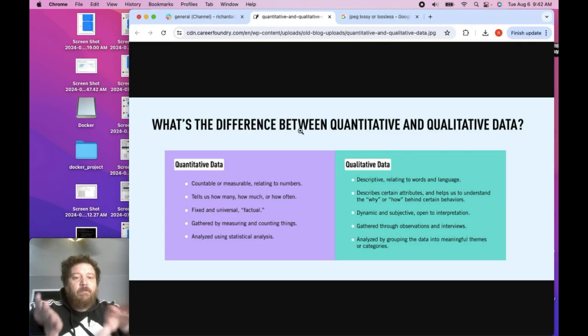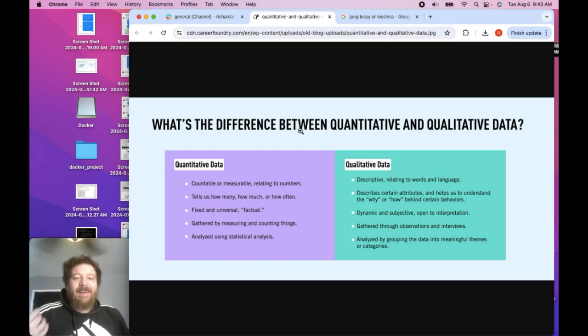So the general rule I'm giving you up front is that there are two categories of data when it comes to data analytics and data science: quantitative data and qualitative data. Generally speaking, it's more okay to have lossy data, so more synthetic qualitative data, and you don't want synthetic quantitative data. Again, these are general rules of thumb. Quantitative data is countable or measurable, relating to numbers, and tells us how many, how much, or how often. It's fixed and universal, factual, gathered by measuring and counting things, and analyzed using statistical analysis. To me, this differentiation is pretty straightforward.